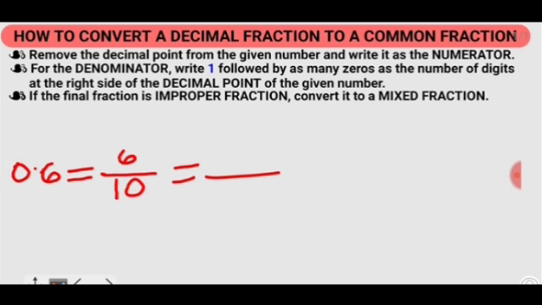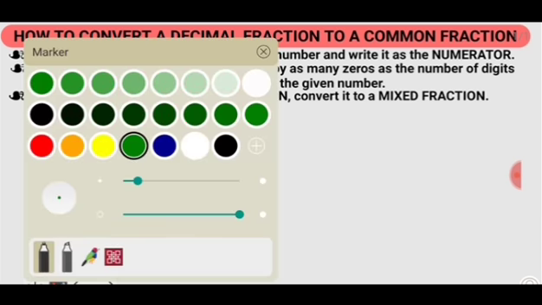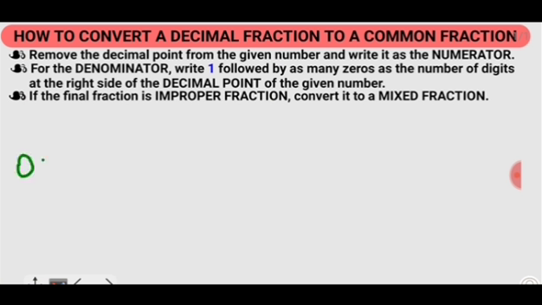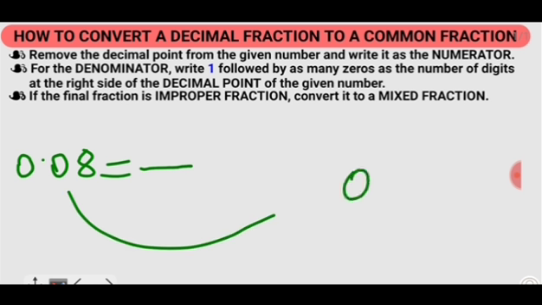In this way, let me take one more example. Say 0.08. This will be equal to, draw a line, correct? Now for the numerator, what are you going to do? You have 0, 0 and 8, and where is the point? The point is here, correct? Now rub this point. The point should be erased. Remove the point, correct? After removing the point, what is this number? 008 is only 8.